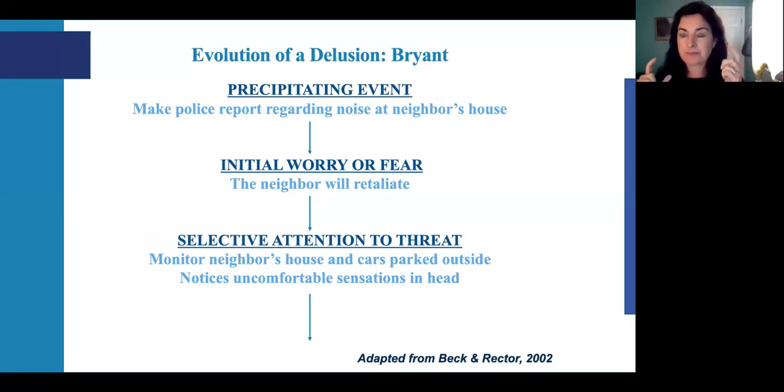At the same time, he starts to notice uncomfortable sensations in his head. So like a physiological response, right? And we know that likely that physiological response is stress or maybe medication side effects or the impact of poor sleep, or some kind of headache or stress or anxiety symptom, right? However, because he has this selective bias or selective attention to threat, he starts to link these uncomfortable sensations in his head up or see them as threatening. Okay, next slide, please.